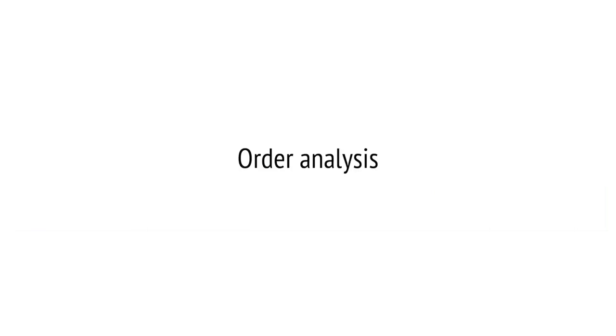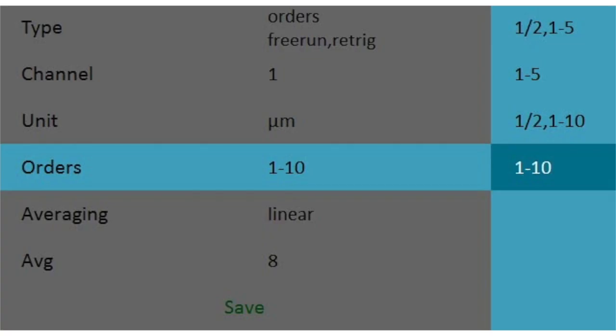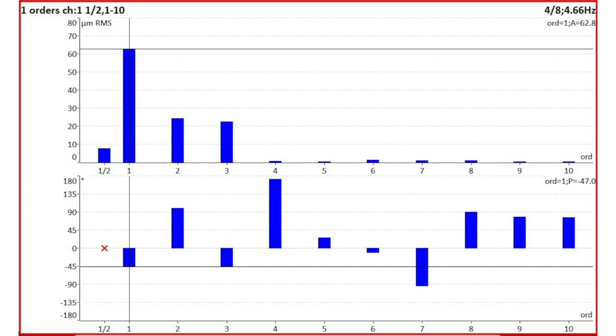The order analysis displays values of amplitude and phase on speed frequency and its harmonics and subharmonic multiples. Select the order's measurement and define the harmonics and subharmonic parts you want to measure. Now you can see all orders, amplitudes and phases.